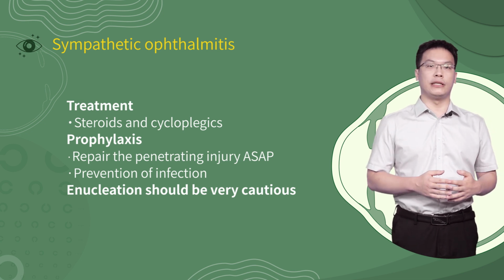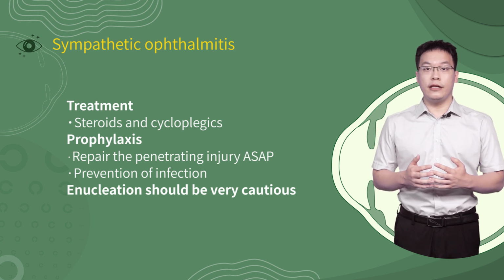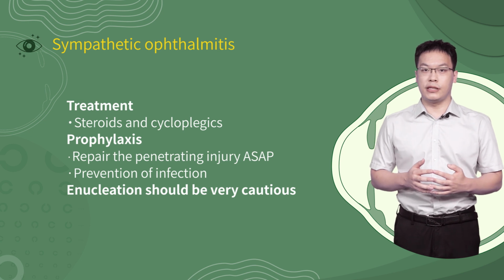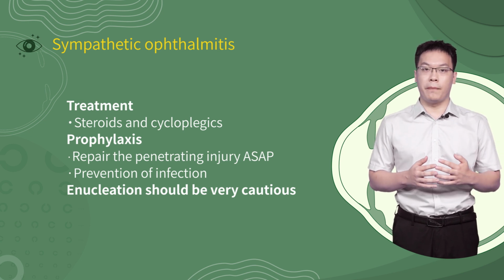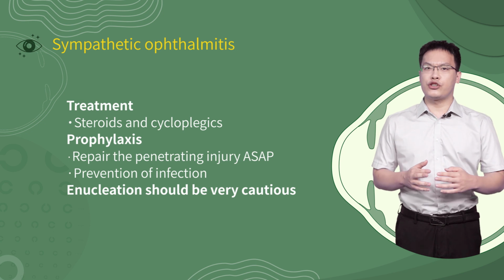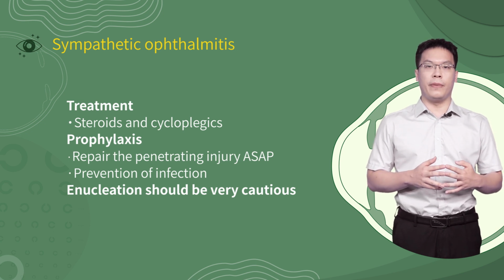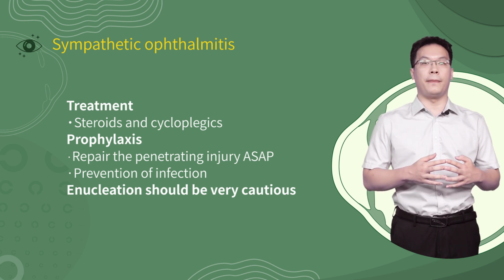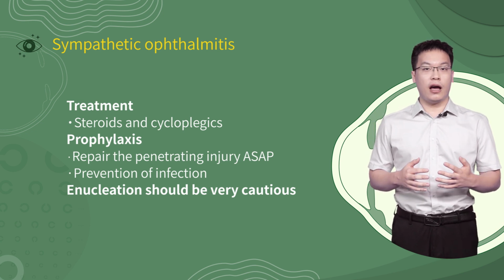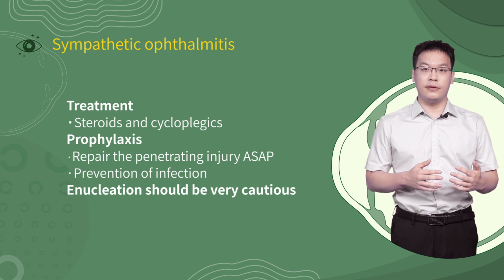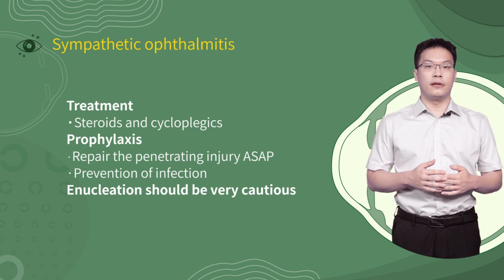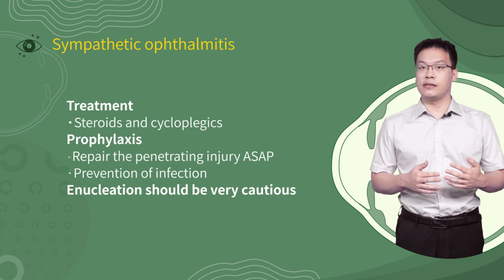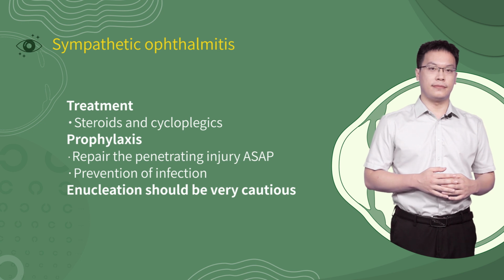Prevention is more important. Repairing the penetrating injury as soon as possible with antibiotics may help to reduce the development of sympathetic ophthalmia. Enucleation within the first few days following trauma should be considered only in eyes with a hopeless visual outcome. The exciting eye may eventually have better vision than the sympathizing eye. Also, evisceration does not seem to protect against sympathetic ophthalmia.